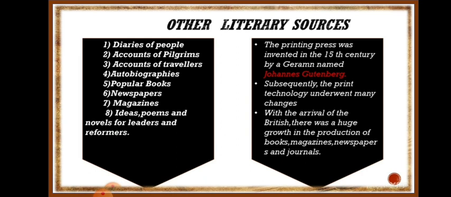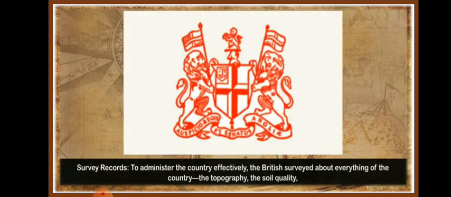Now, the printing press was first introduced in India by a Portuguese, okay. Subsequently, the printing technology underwent many changes, and with the arrival of the Britishers in India there was a huge growth in the production of books, magazines, newspapers, as well as journals. Now, this is about the books and all those things all of you know. Now, the Britishers did one more thing.